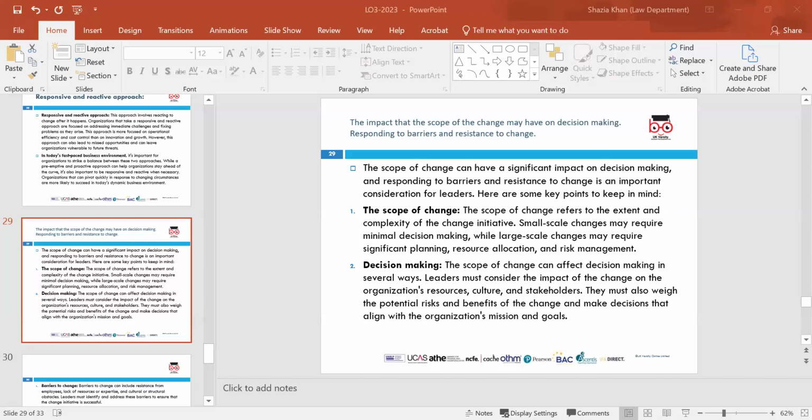Barriers can arise, as we said, internally and externally. It might be things like resource allocation or risk management. How you'd overcome these barriers is to listen and understand, and there is the element of decision making. The scope of change can affect decision making in several ways. Leaders must consider the impact of change on the organization's resources, culture, and stakeholders.